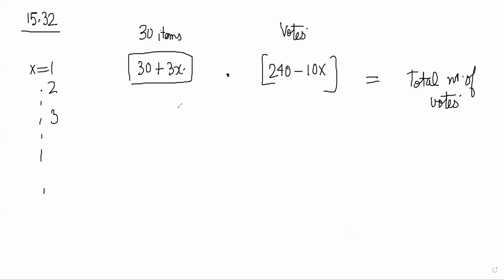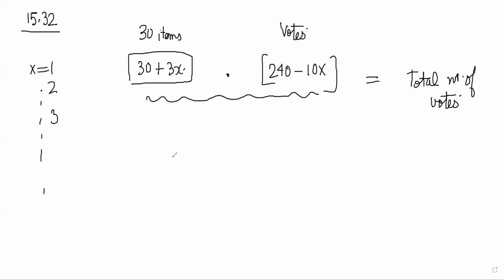Oh, okay, I understood now. The total number of votes is that everyone has to vote for all the items, so obviously it will be the number of people times the number of items. You have to maximize the total number of votes, so you have to maximize the value of this expression.